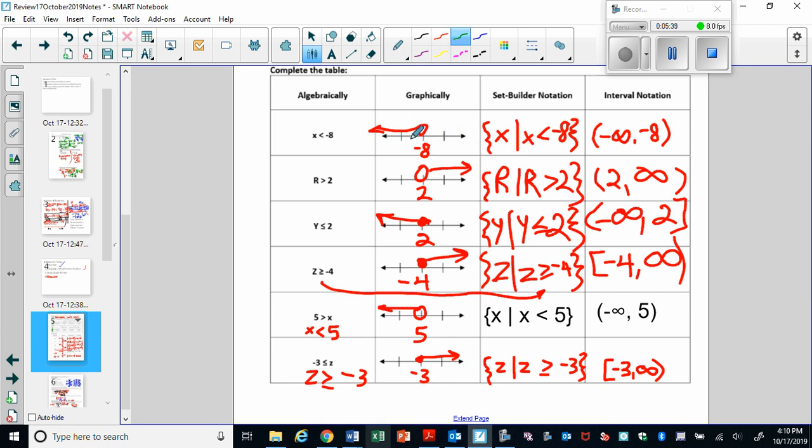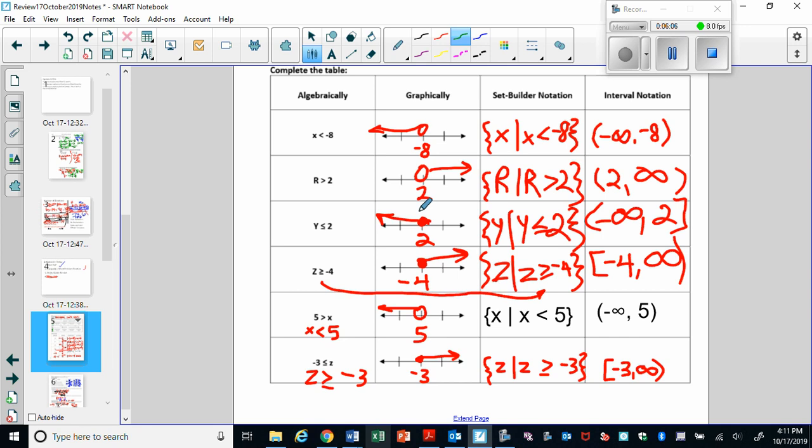Then if it's a less than, of course, then your value is the second value, and in this case, since it's a strict less than, parentheses. Here, r is greater than 2. So 2, the lowest, will be on your left, and then the highest will be on the right, which in this case will be infinity.